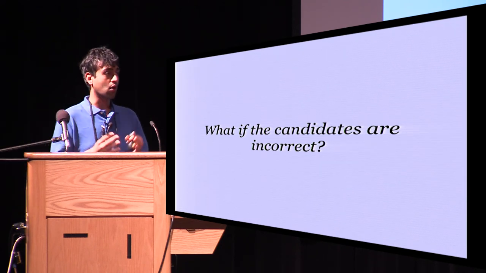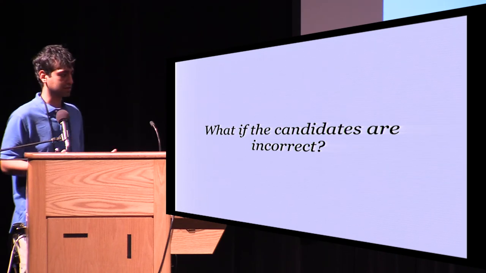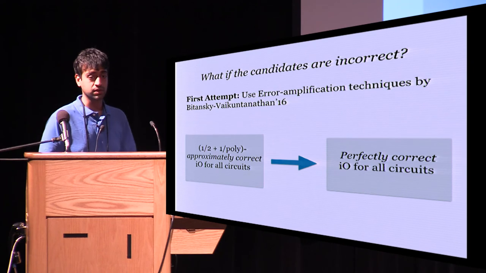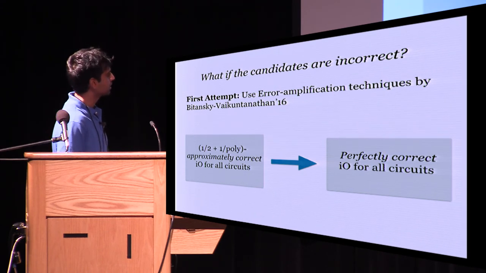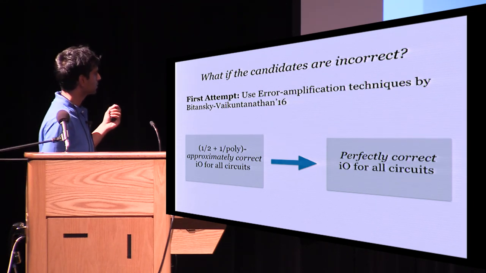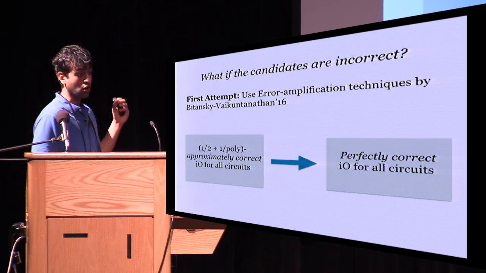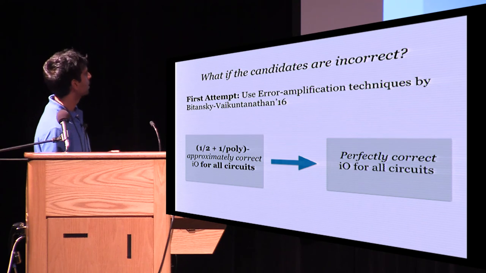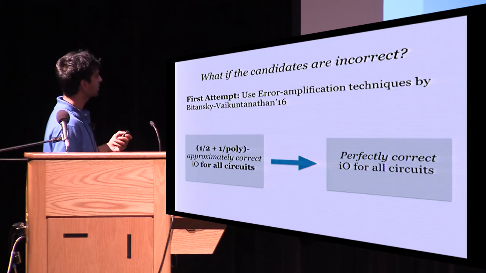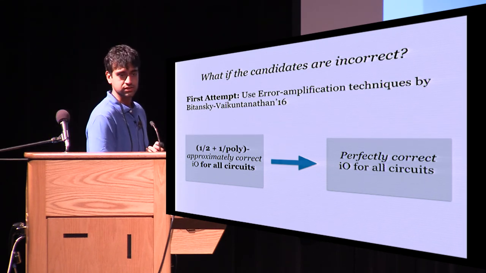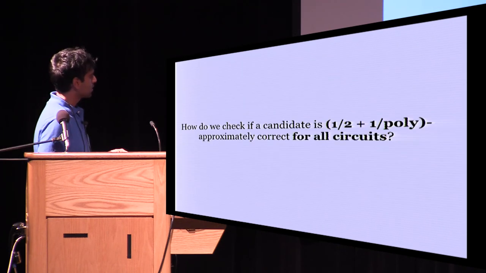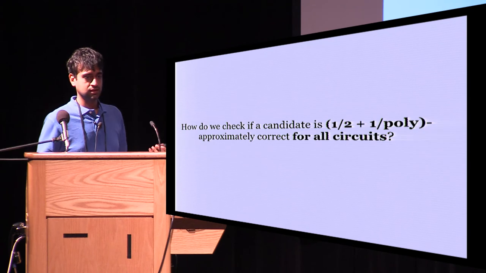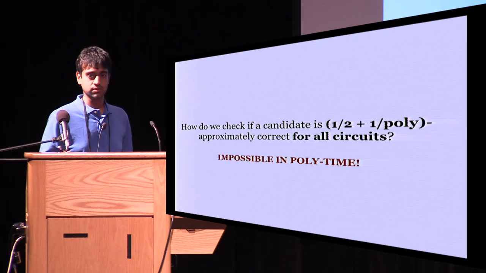So far, we have assumed that all the candidates are correct, right? Now the question is, what if they are not correct? At first, you might think that maybe the work of Bitansky and Vaikuntanathan might be directly applicable here. Let me recall what they show. They show how to go from half plus 1 by poly approximately correct IO for all circuits to perfectly correct IO for all circuits. The thing I want to emphasize here is that they require that the scheme they start with should be half plus 1 by poly correct, and that too it should hold for all circuits. But the natural question to ask here is, how do you even check if a candidate is half plus 1 by poly correct, and that too for all circuits, right? And as you might have guessed, it's not possible to do it in polynomial time.